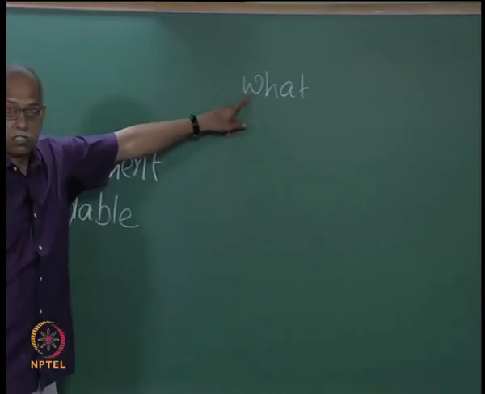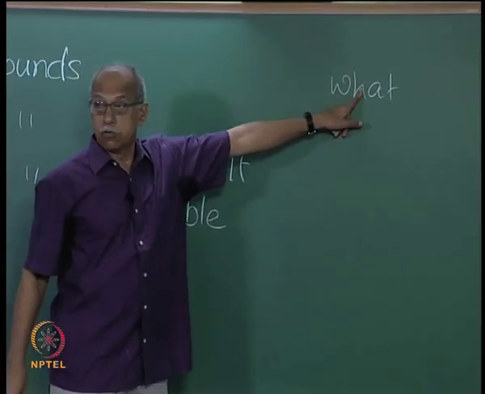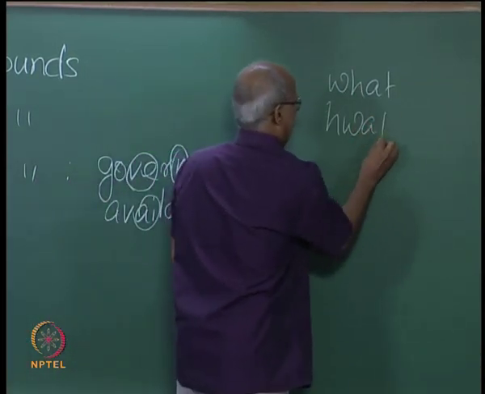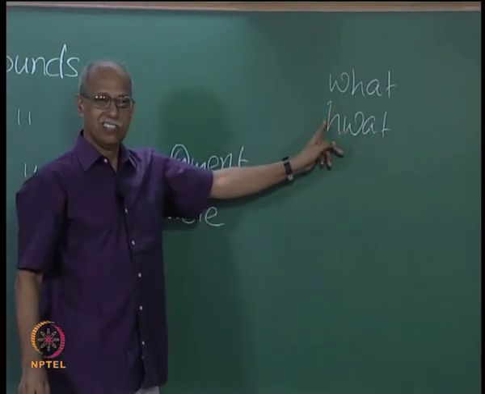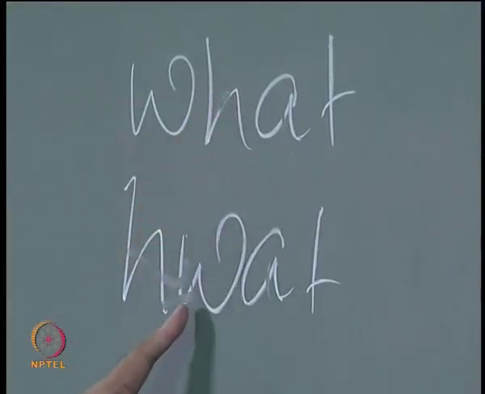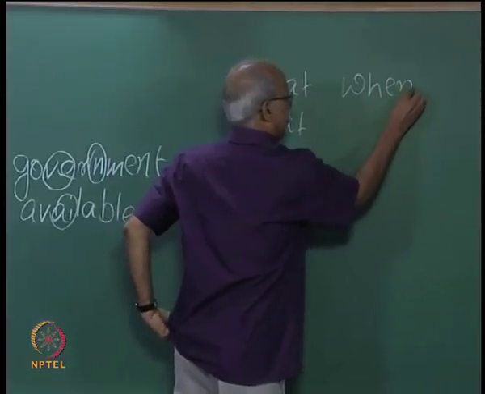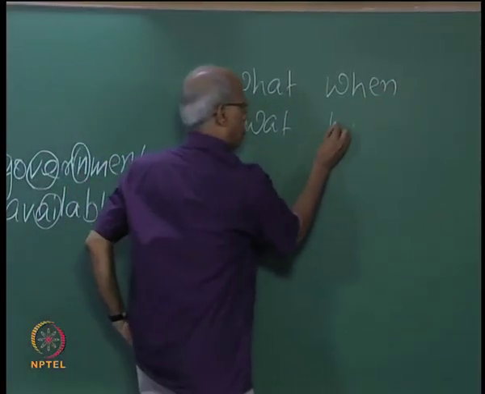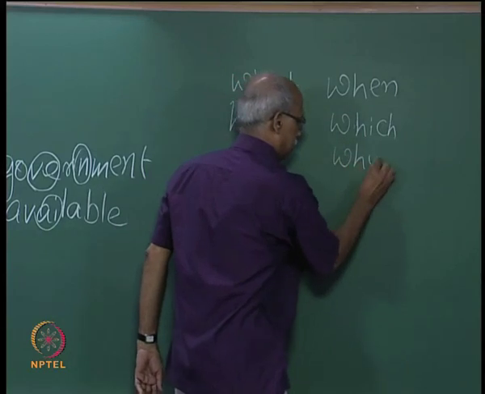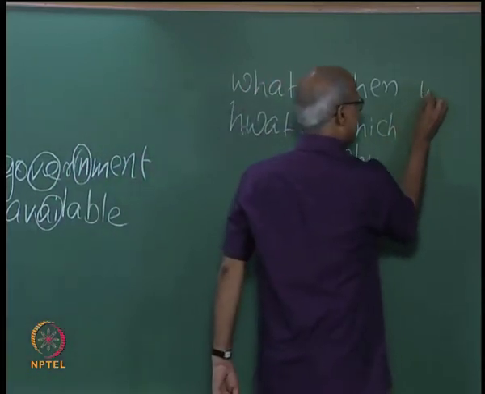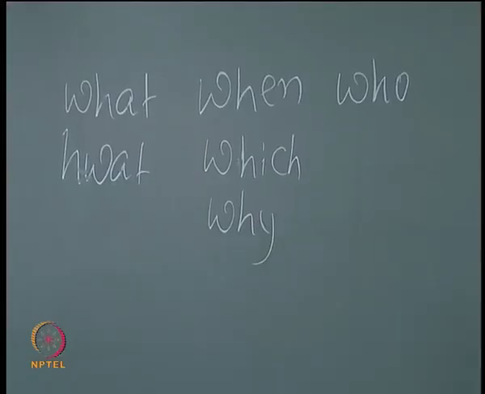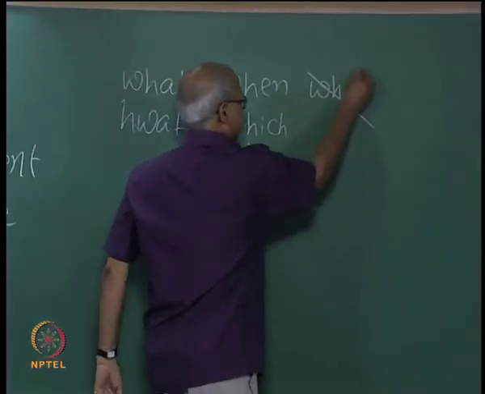How do you pronounce this word? This is not pronounced. In India, all of us pronounce it as what, when, which. It's not so. It is without this. So, what is this? What. When. Why. And who. This is who. This is not who. Okay? This is who. So, this is an exception.